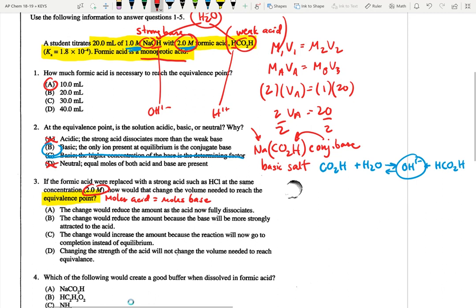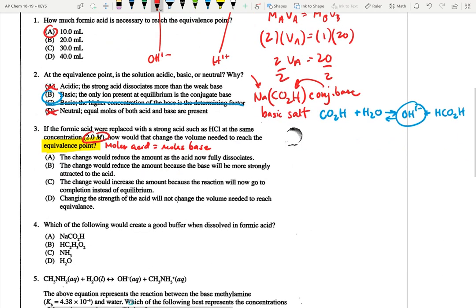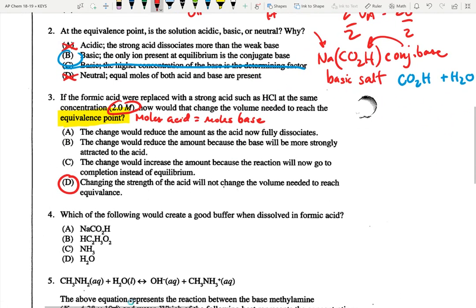The only way to change the volume needed to reach the equivalence point would be to alter the molarity of the solution, because then you're getting more moles for every drop that you add. You're getting more moles of acid at a higher molarity, for example, with every milliliter that you would add. But in this case, since the molarities aren't changing, the volume required wouldn't change, and our answer is D. Changing the strength of the acid will not change the volume needed, because the moles will stay the same.